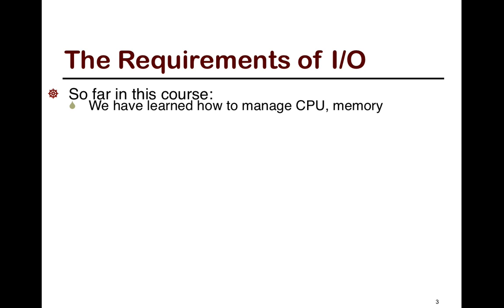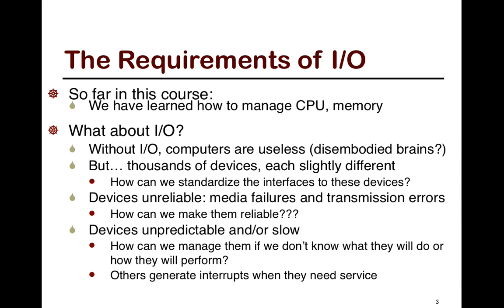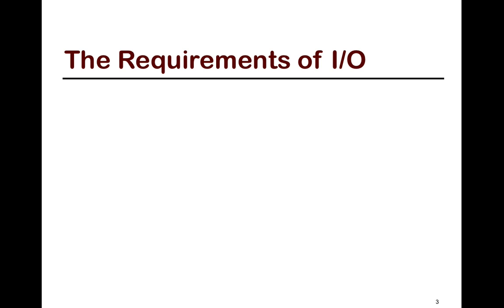Okay, so let's first start off with the requirements of I/O. We've learned how to manage CPU and memory. With I/O, the challenge is that there are thousands of devices, each slightly different. So in a computing system, there are more types of I/O devices than CPU, for example. And so you need to interact with each of these different types of devices. And the question is, how do you standardize the interface? So standardization of interface is an important requirement.